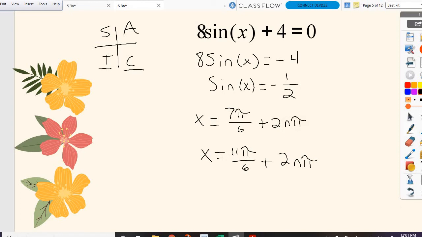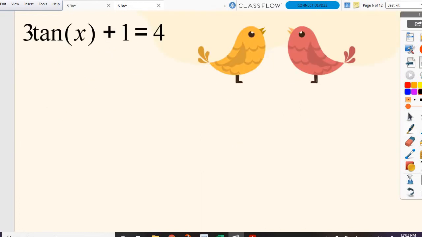Question on that? No? Question? No? You sure? Are we stuck on the part? Okay. Let's look at another one. So, what's different about this one? It's tangent. But it's still a trig function, right?